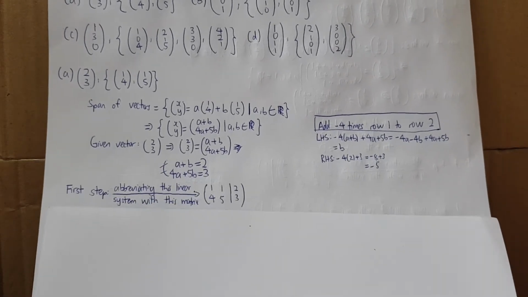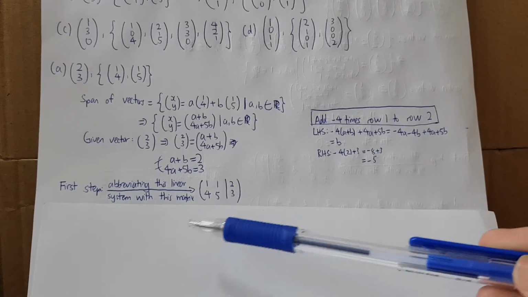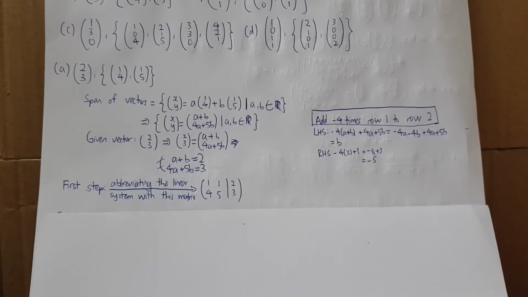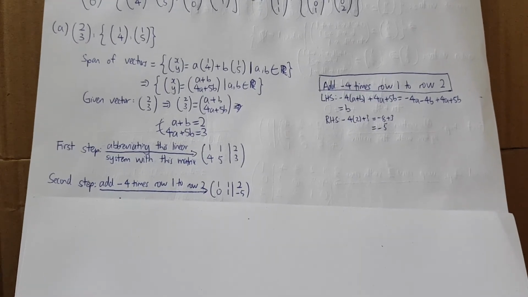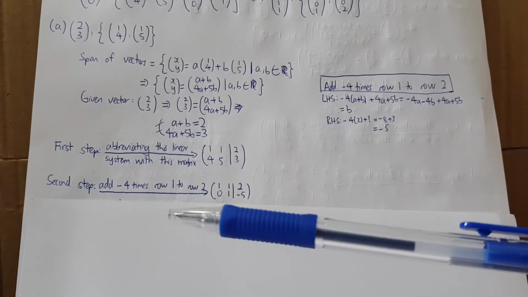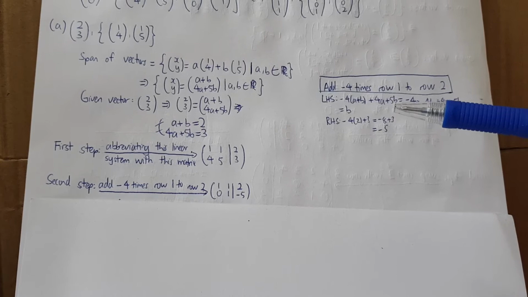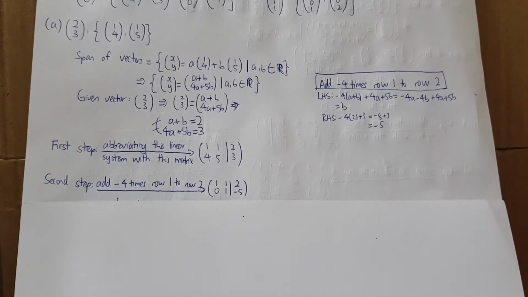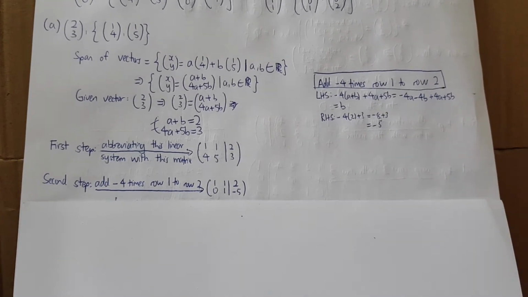Now the first step is to abbreviate this linear system with this matrix over here. After this, you want to eliminate the a variable on the second row. Hence, we add minus 4 times row 1 to row 2. The working is over here. For left hand side, you get b, and right hand side, you get minus 5. Hence, you get this matrix in echelon form.